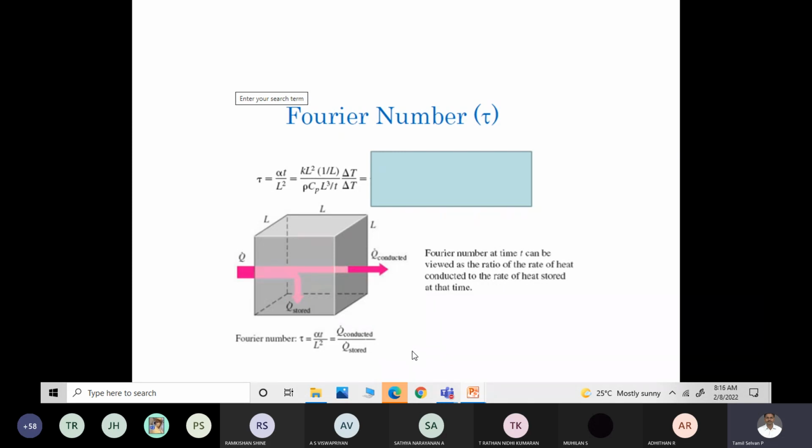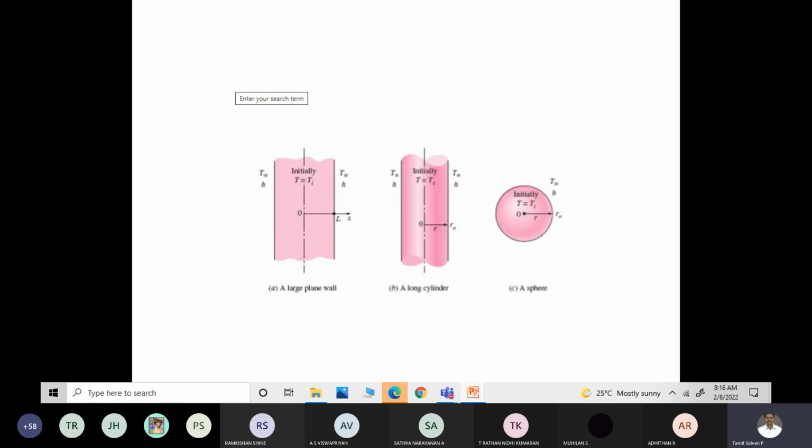Okay, so the Fourier number is roughly described as the rate of heat conducted divided by the rate of heat stored in a given solid. Now, we have a very large plane wall having thickness L, or a cylinder of radius R naught, and a sphere similarly of radius R naught.